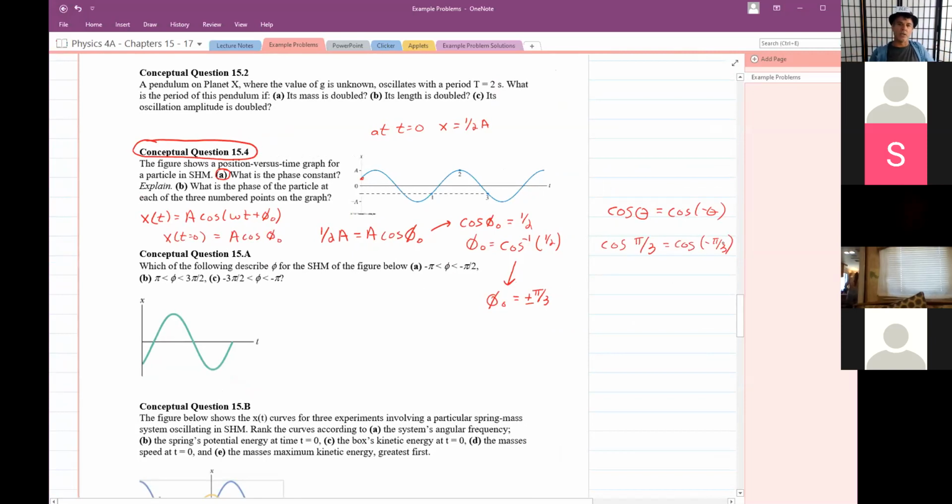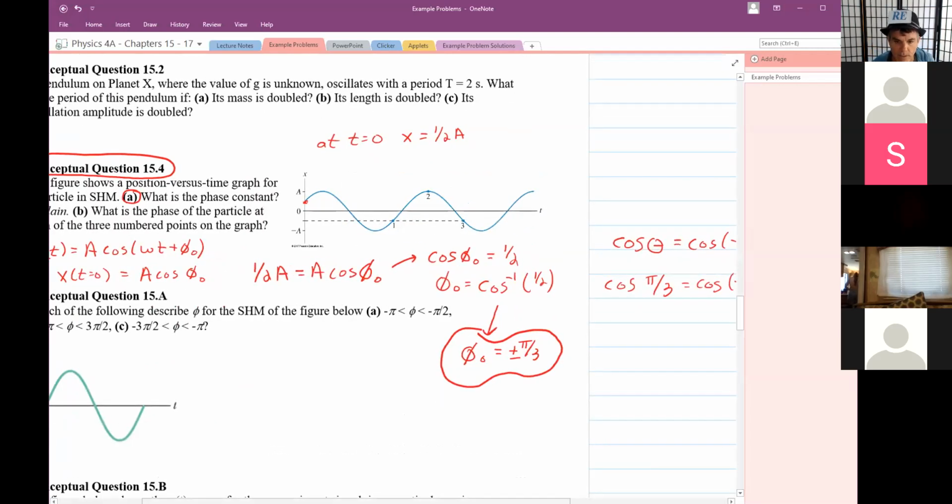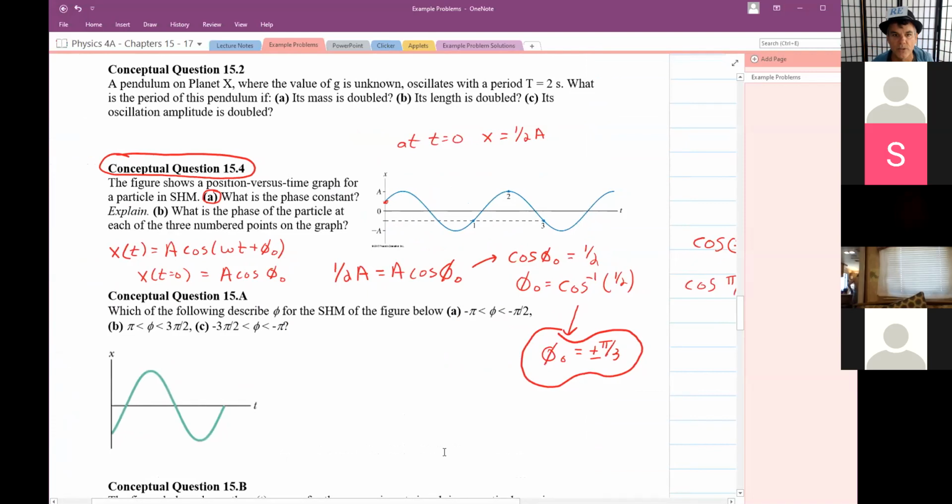So here's the question. How do I determine if I'm going to use pi/3 or negative pi/3? And the answer is you also need to consider the velocity. So remember that velocity is the slope of position versus time. And I could have x equals 1/2 A. Both of those give me x equals 1/2 A.